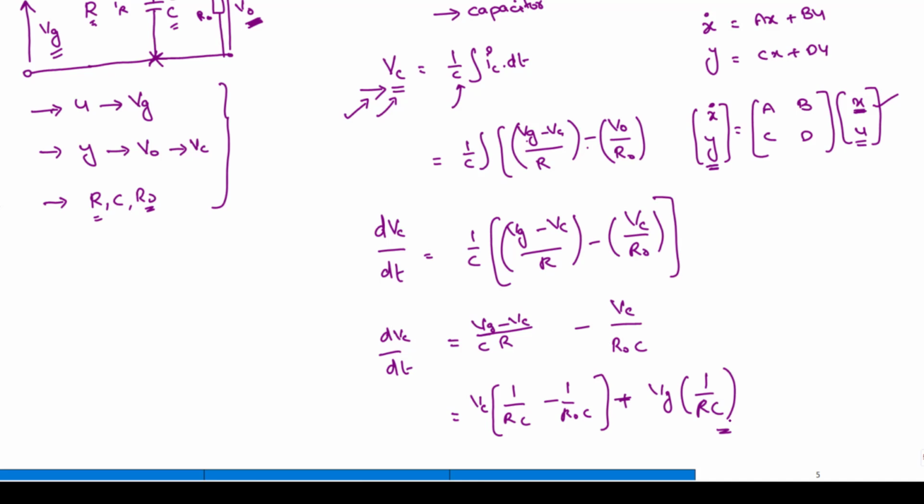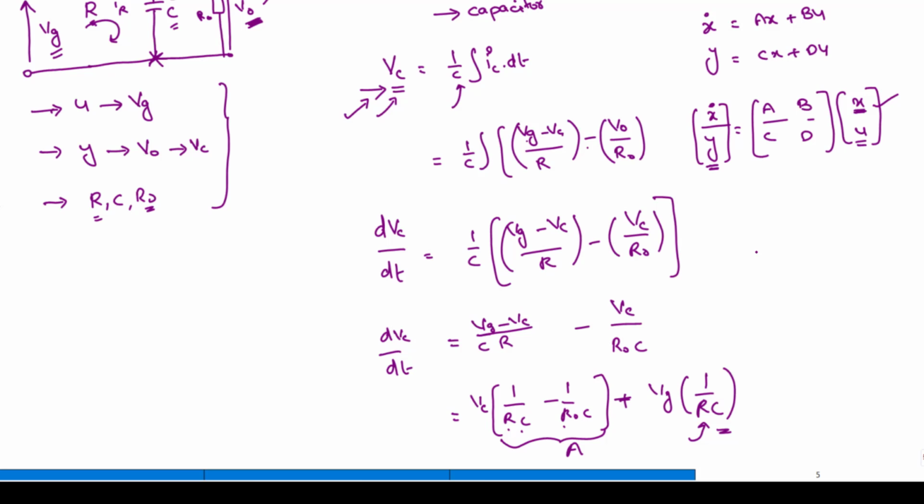Now, this is in the form of x dot is equal to Ax plus Bu. A is the state information. You can observe carefully, all the elements R, C, R naught, whatever the elements are, are there in the A matrix. That is the reason why it is called the state matrix. B is the input matrix. The input depends upon these two elements R and C. So that's why I'm writing input here.